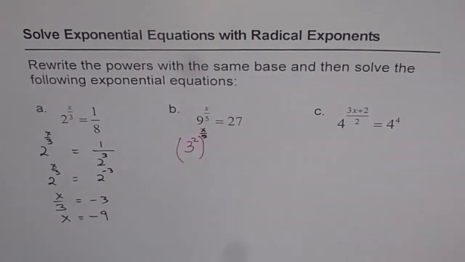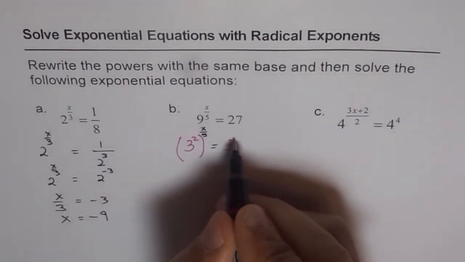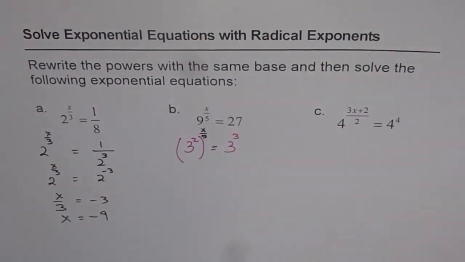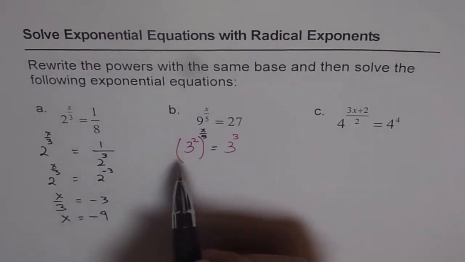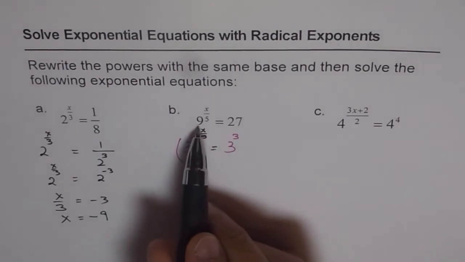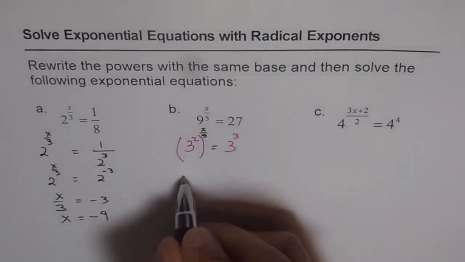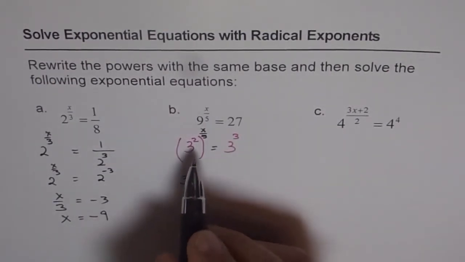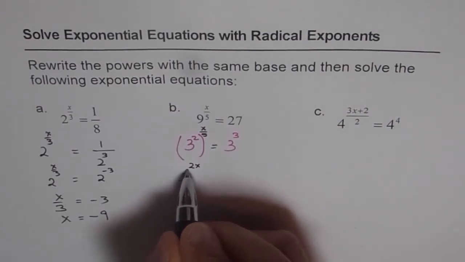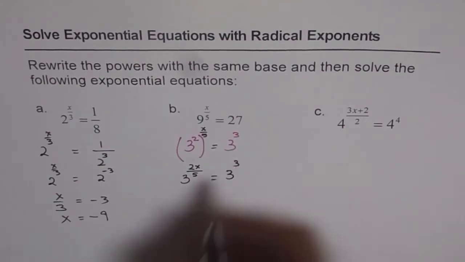So what we did is, since we can't really write directly 27 as 9 to the power of something, we wrote it as 3 to the power of 3. Do you see that part? So that's kind of very tricky thing here and important to understand. So now we have base as 3. So we changed base of both left side and right side. Now let's apply the laws of exponents and rewrite left side as it becomes 3 to the power of 2x over 5. Do you understand that part? And on the right side we have 3 cubed.